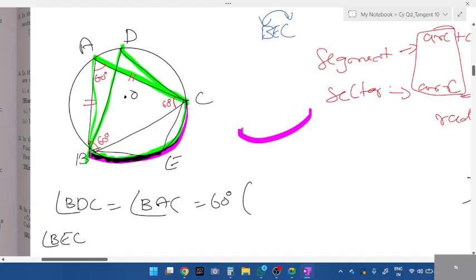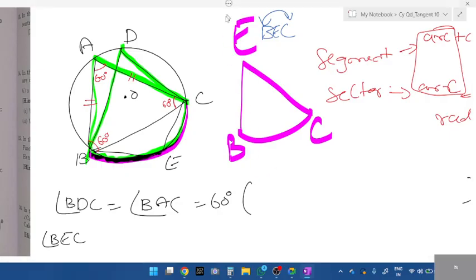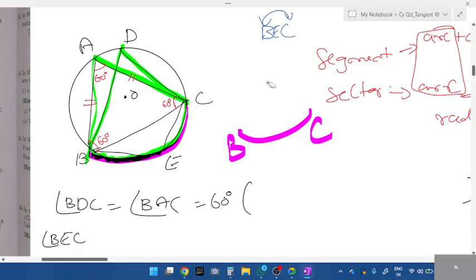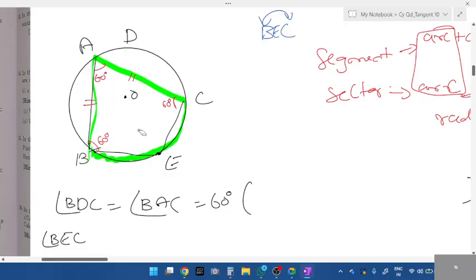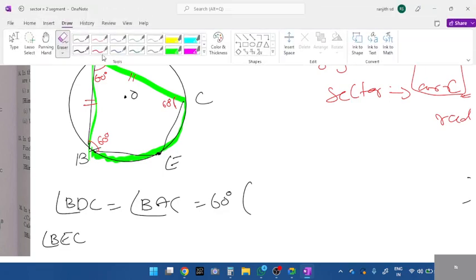If you want to apply segment concept, E should have been somewhere on top. Look, this is how the diagram should have been. But E is not on top. So you can eliminate segment theorem, sector theorem. Then if a circle is given, you can apply cyclic quadrilateral. I'll erase this and this. Doesn't it look like a cyclic quadrilateral?